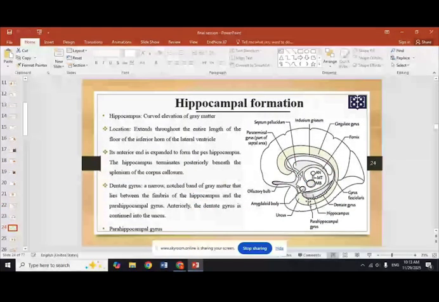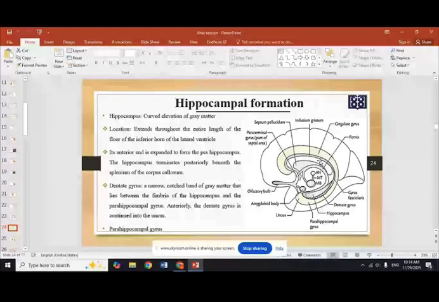Another name for the hippocampus is the seahorse, because it is similar to the shape of a seahorse, an animal in the sea. The anterior part of the hippocampus is the pes hippocampi. You can see the words pes hippocampi, the anterior part of the hippocampus. If we go to the posterior part, tell me, what is this part?